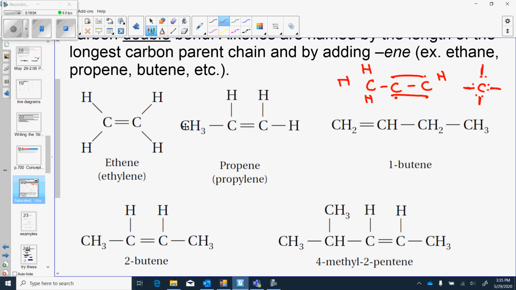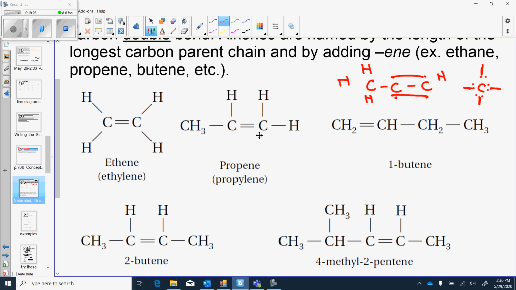So if we count this way, 1, 2, it starts there. So it's on the 2 going to the 3. If we count here, though, it's 1, 2. It's on the 1 going to the 2. Just like our branches, we want to count to give our double bond the smallest number. It takes priority. So when there's no double bonds, the branches take priority.